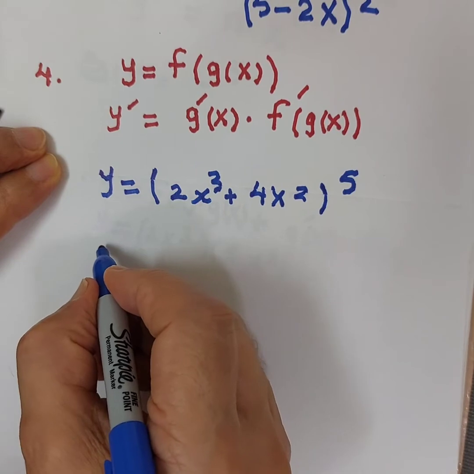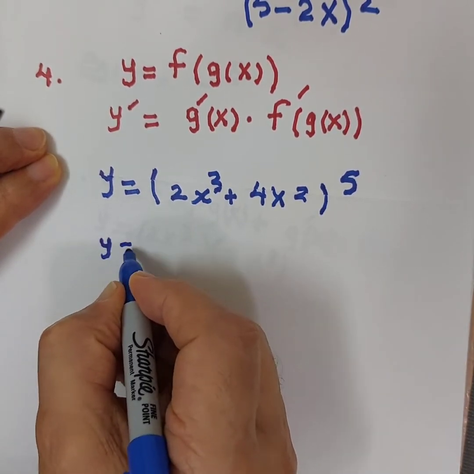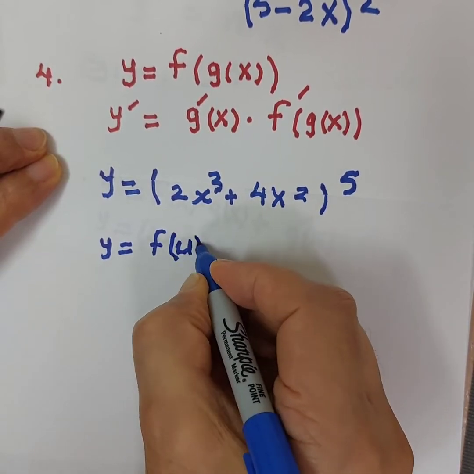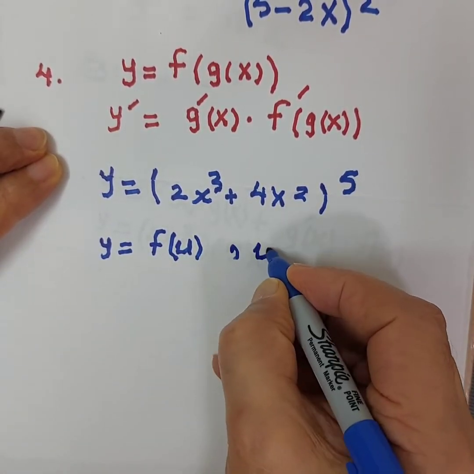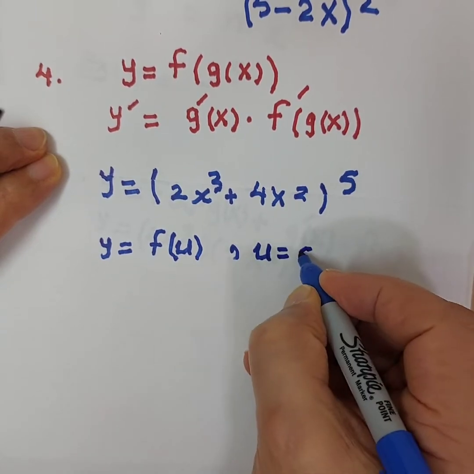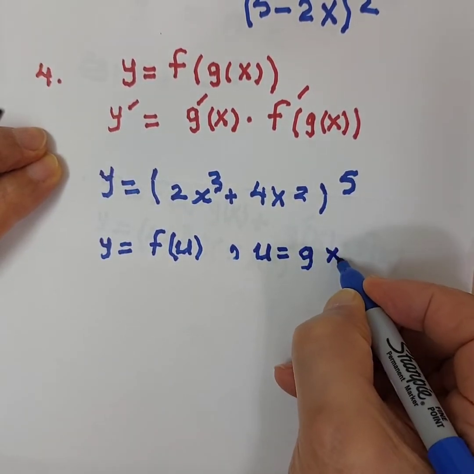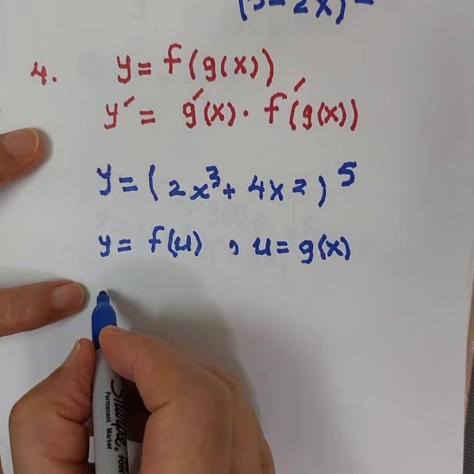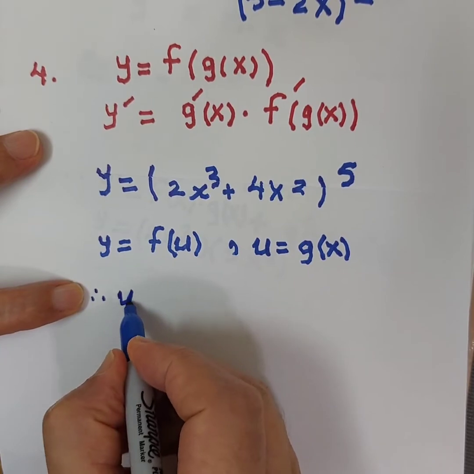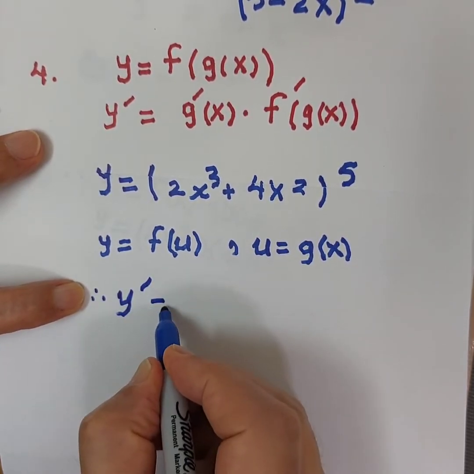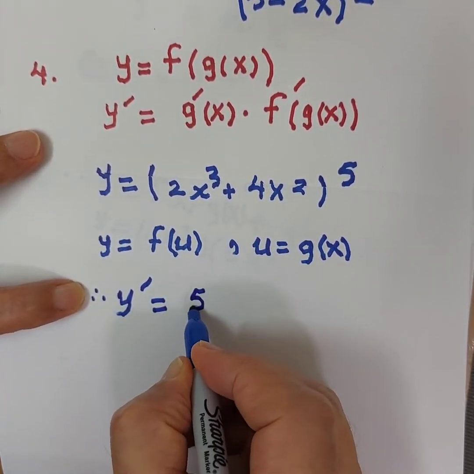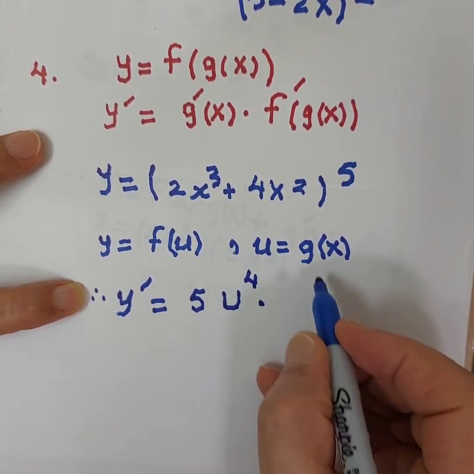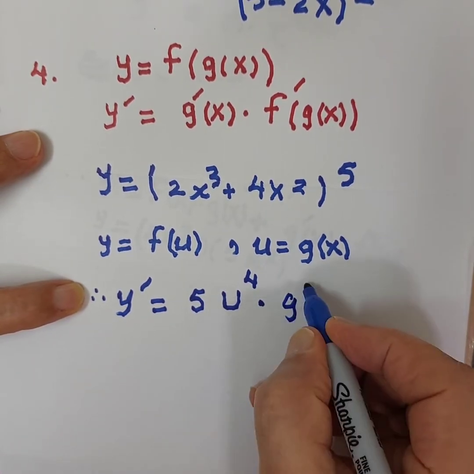Or we can write it like y is equal to f of u, and u is another function of x. So the function derivative in general will be y dash is equal to 5 u to power 4 times g dash x.